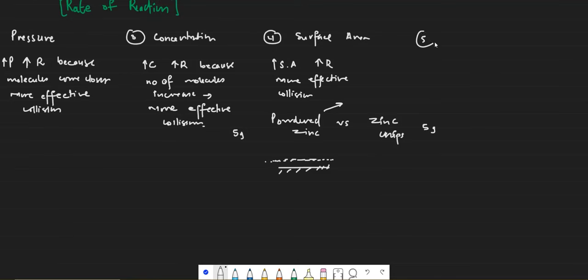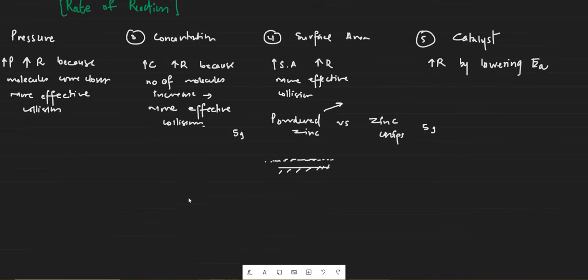We've already done that. A catalyst increases the rate of reaction by lowering the activation energy. So these are the factors that affect rate of reaction.